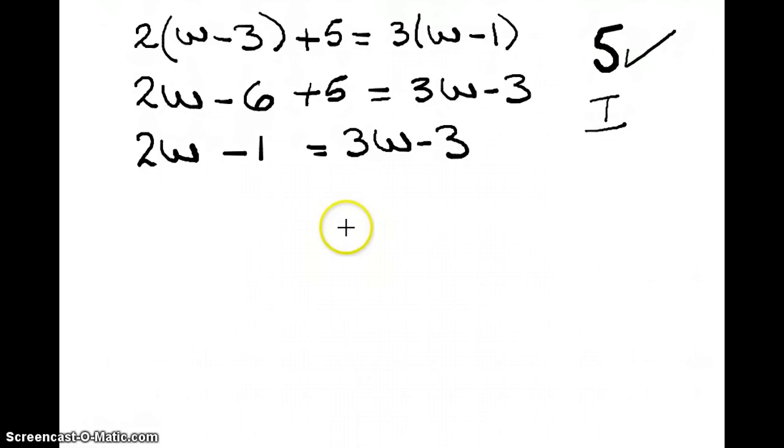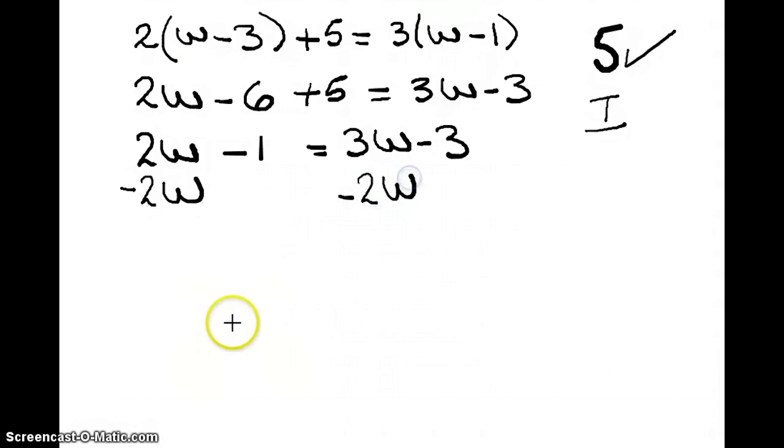It's always easier to deal with positive numbers versus negative numbers. So which of these two values, 2w or 3w, is the smallest? The 2w is the smallest. So we're always going to choose the smallest value for the variable, and we're going to eliminate it first. We're going to use the additive inverse. The additive inverse of 2w is negative 2w. What we do on one side, we do on the other side. So this is eliminated. I'm left with negative 1 equals w minus 3.